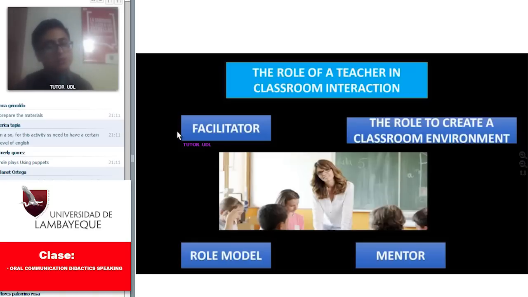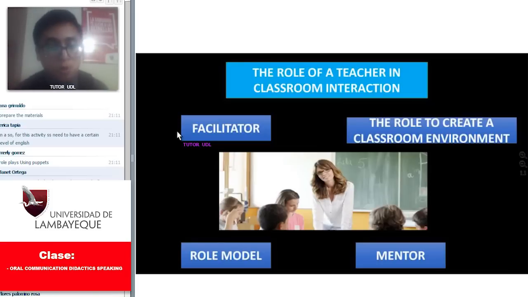All right, another role that you can do in class, especially for interactive classes, is to create a classroom environment. When they start working in groups, the students feel more comfortable. If they see you walking around the classroom, they are going to feel good, because you will transmit the feeling that you are feeling happy at that time, so they will feel good, right?